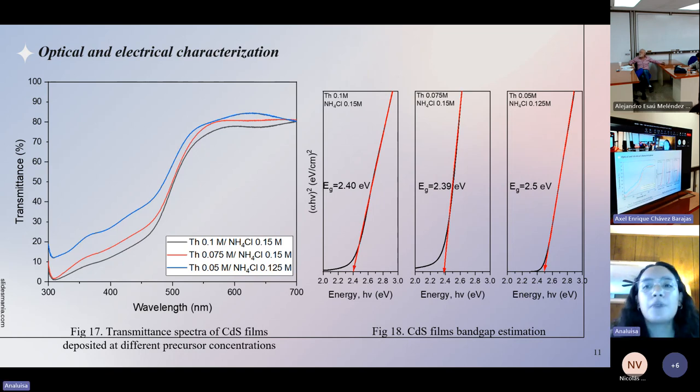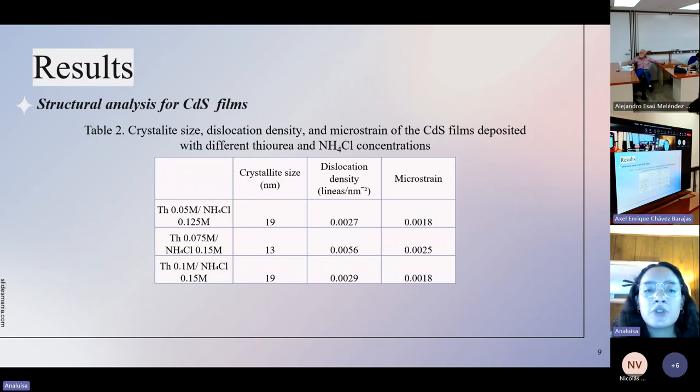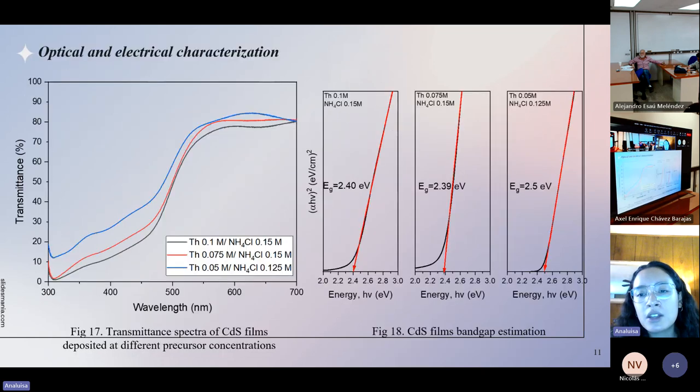What is the reason? Okay, the lower band gap value could also be attributed to the structural results. We see that for this film we obtained the structural parameters like I show here: the film with the lower crystal size, the higher dislocation density, and the higher microstrain. So I attribute this lowering of the band gap to maybe these defects in the film. Yeah, you have to study that.